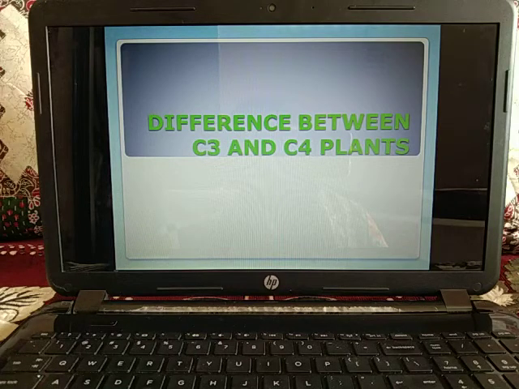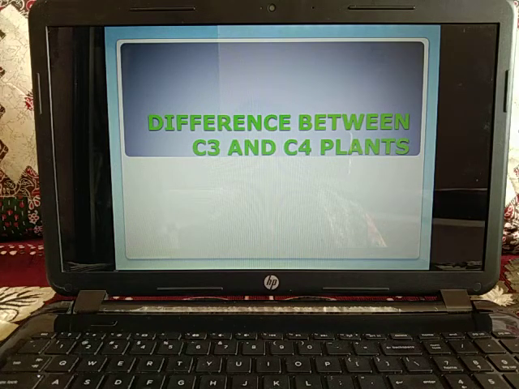So C4 plants are less efficient than the C3 plants at low temperature, but they have higher net assimilation at high temperature. The C3 cycle operates in all plants. The C4 cycle is found in only some plants. Okay, the C3 plants are adapted to all types of climate, and the C4 plants are adapted to the tropical climate only.